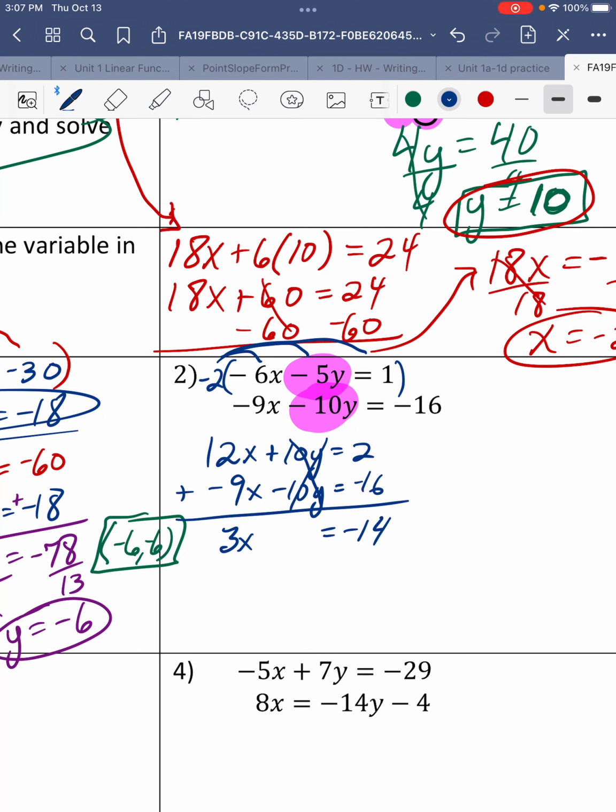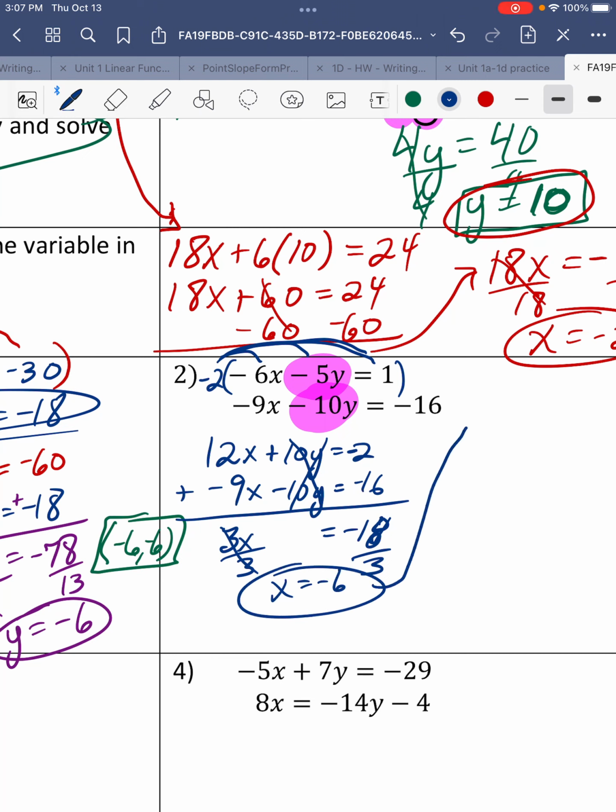Oh no. Oh, you know what I forgot? That's supposed to be negative. Oh, negative 2 times 1. I hope you're yelling at me. So that's actually negative 18. Whew. We get x equals negative 6.